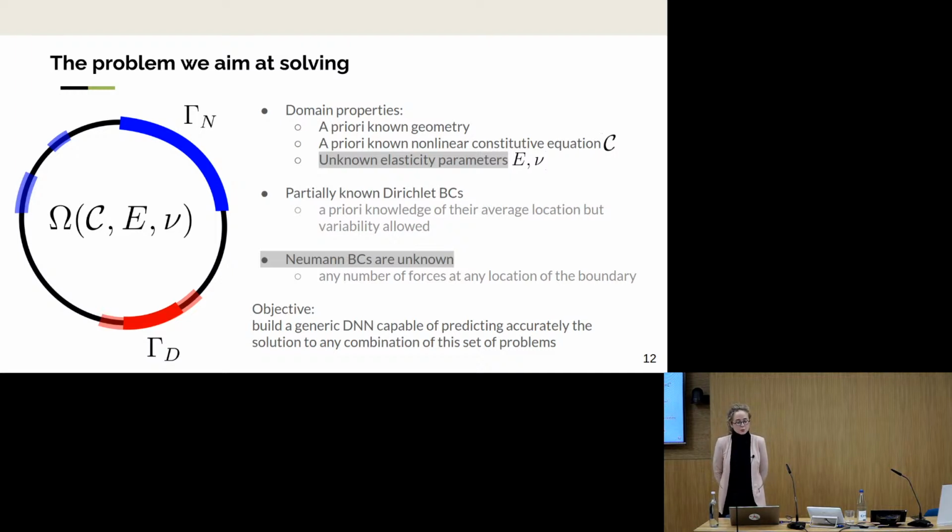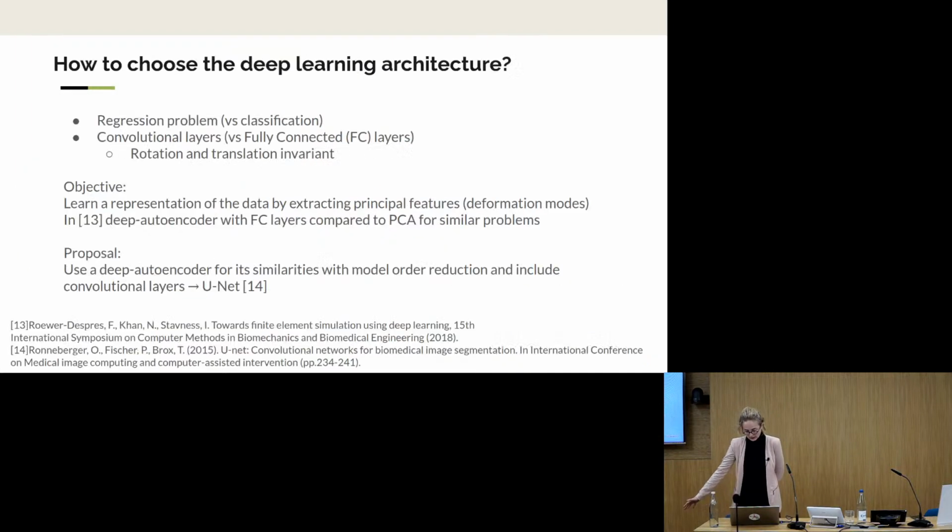So the objective is to build a generic deep neural network that is capable of predicting accurately the solution to any combination of this set of problems. Now the question is how to choose such a network architecture. Well, we want to estimate displacements, so we should use a regressor instead of a classifier. Also, we would like our network to be rotation and translation invariant, meaning that we should use convolutional layers. And the objective is to learn a representation of the data by extracting principal features such as deformation modes.